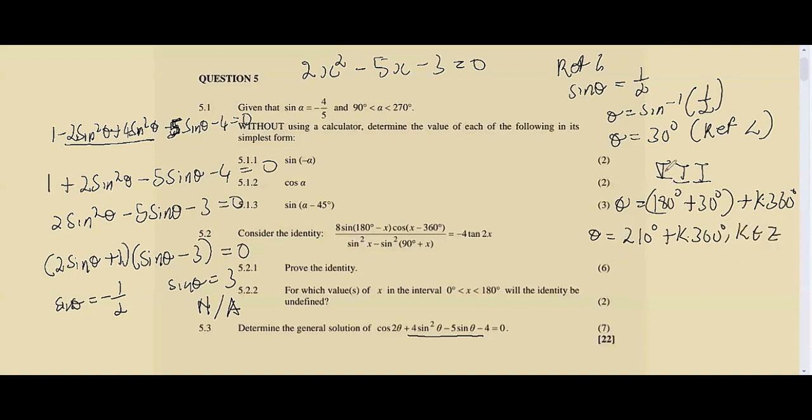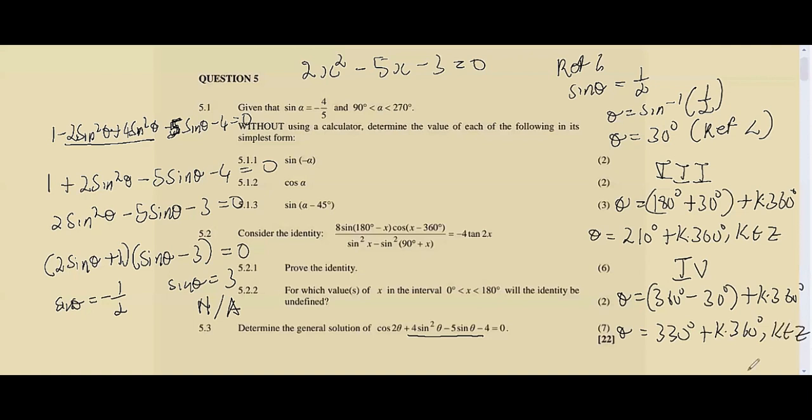But again, your sine is negative in the fourth quadrant. So we have theta is equal to 360 degrees minus the reference angle of 30, and then we have plus K360 degrees. Now, this will give us 330 degrees plus K360 degrees, where K is an element of integers, right? So that's all we have there. We have our general solutions like that. So that's how you were supposed to tackle that question.